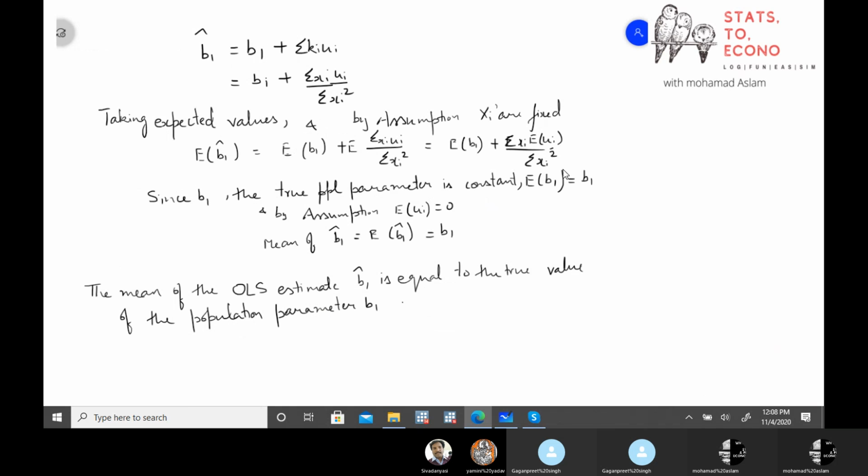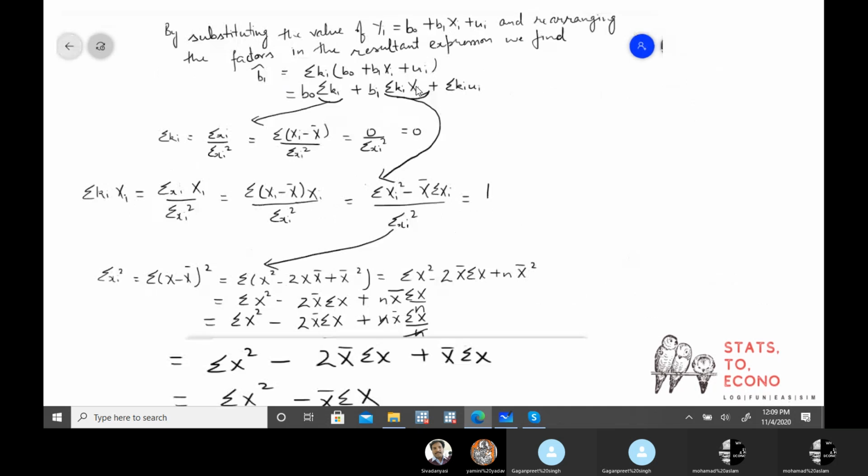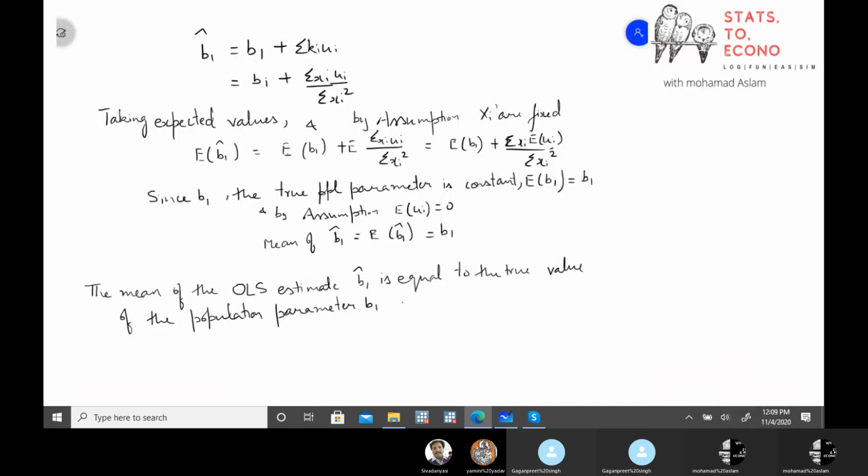So we will remain with beta 1 plus summation ki ui. Just put these values of ki here again, and the purpose is that we have to prove the expected value of beta 1 hat is equal to beta 1. So just take expectation on both sides, and we know that the expectation of a constant is constant, so this term is going to be beta 1 only.